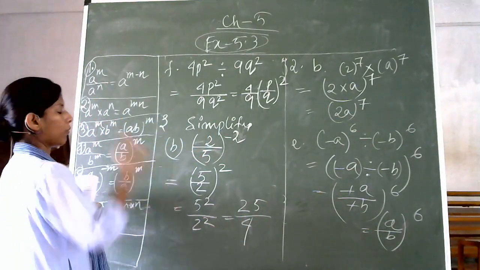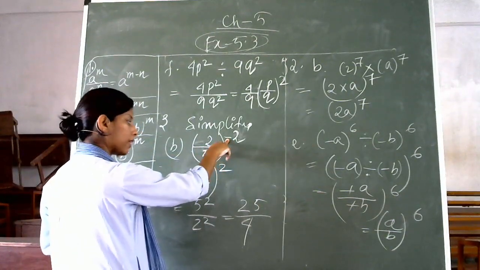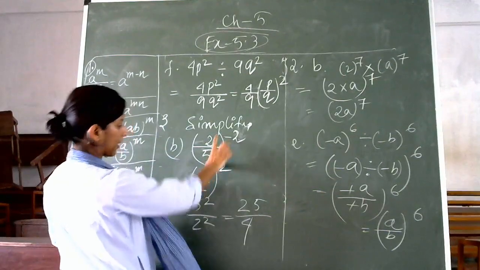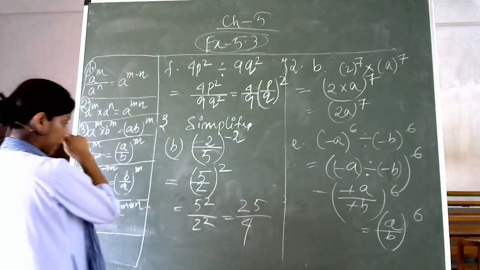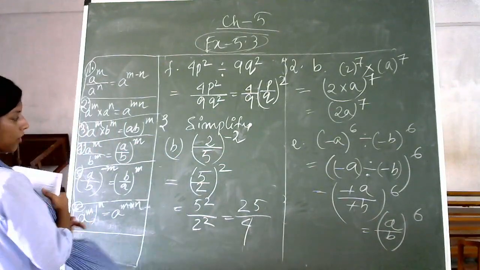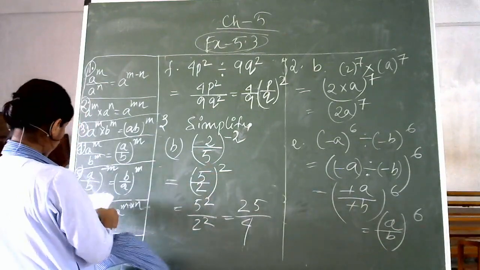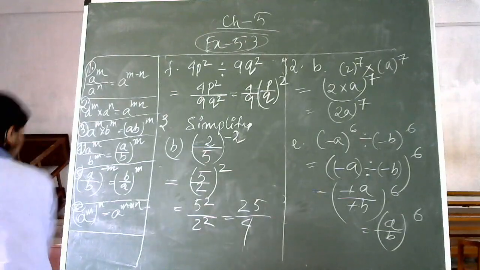So first what will you do here? We have to remove the minus. And how do we remove the minus? Whatever it is inside the bracket, you write the reciprocal of that number. So when you write the reciprocal of it, the minus gets removed. And then this power, so it's easy to convert. 5 square is 25 and the next one is 2 square is 4.